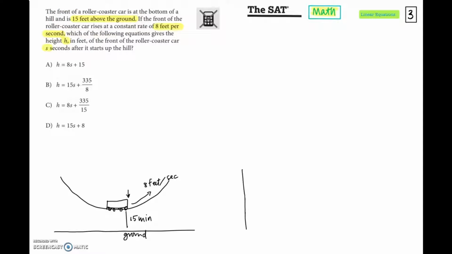Sometimes it also helps me to draw a table. Seconds, height of the car. At 0, it's 15. What would it be 1 second later? Let's see, it's climbing at 8 feet per second, so that would be 23. At 2 seconds, it would be like 31. So already I'm starting to see how that front of the car is gaining in height. So the height of the car is going to be, well, it starts off at 15, and then every second it gains 8 feet.